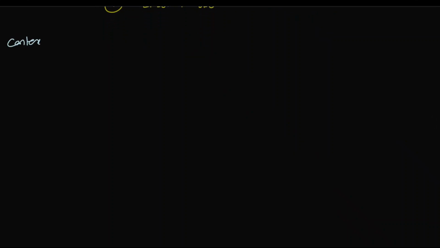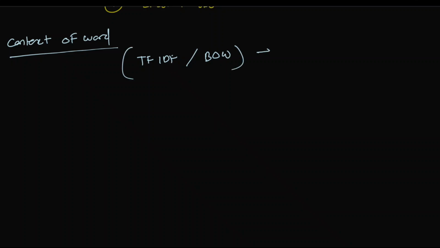This is called the context of a word. How can I understand word context? To understand word context, we have bag of words or TF-IDF. These represent the text in number form, but when we use TF-IDF or bag of words, they only cover the syntactical aspect of the word. But to understand the semantics, this methodology is not helpful.